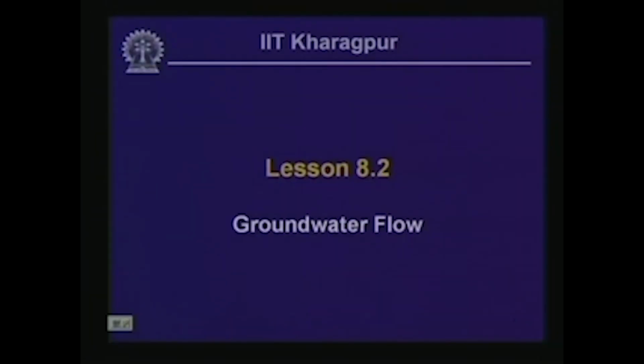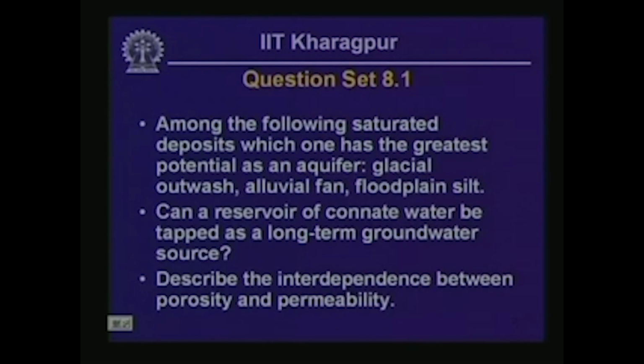Hello everyone, and welcome back. We are going to talk about groundwater flow in today's lesson. But before we get on with groundwater flow, let's look at the question set of the previous lesson. The first question that I gave you last time around was, among the following saturated deposits, which one has the greatest potential as an aquifer? The three deposits are glacial outwash, alluvial fan and floodplain silt.